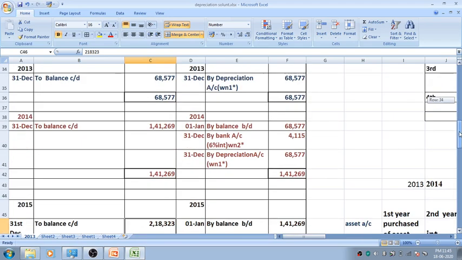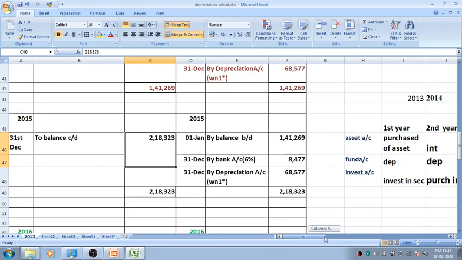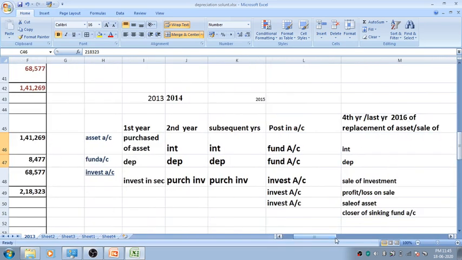Then coming to the last year, the major change in the last year is that the first two entries are the same. Interest entry you have to record, depreciation fund created entry you have to record. But the major change is here. Instead of a purchase entry, we will now write a sale entry. There won't be any purchase of investment in securities because it is the year of replacement. We need funds, so we are going to sell our securities and arrive at the proceeds, and use the proceeds for replacement.